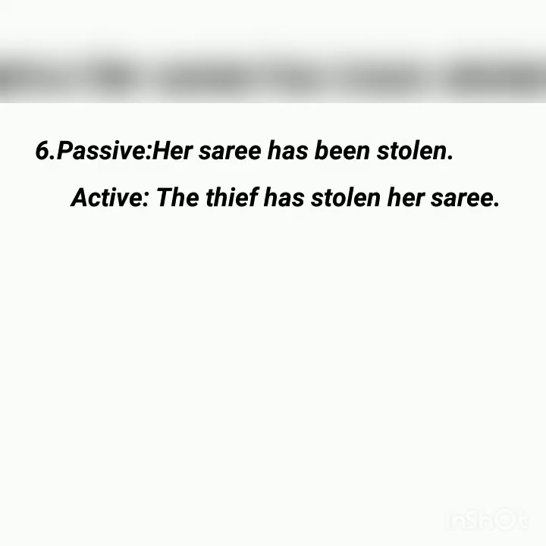And the next question is number 6, passive: Her sari has been stolen. This is a very tricky question because there is no object, no doer of action in the sentence. But it is understood that the doer of the action is the thief. Let us change into active. The thief has stolen her sari.